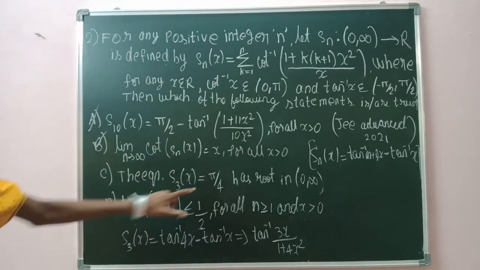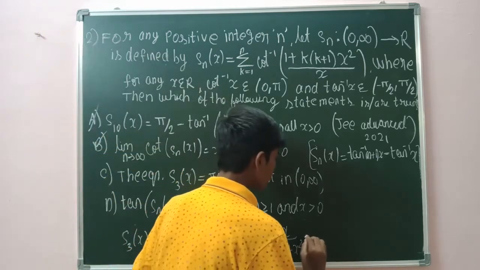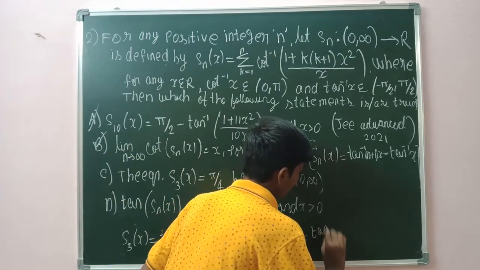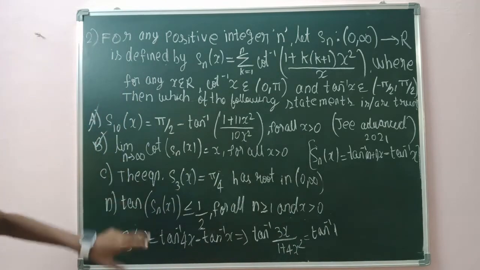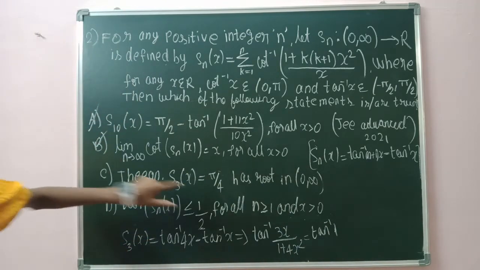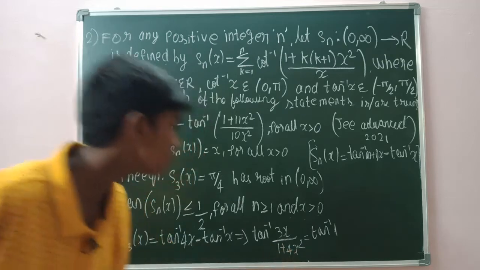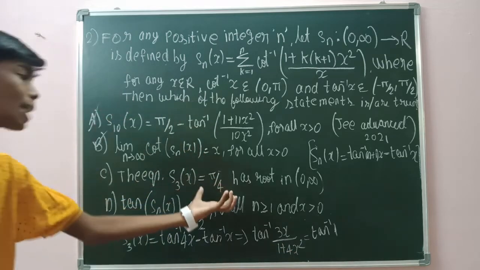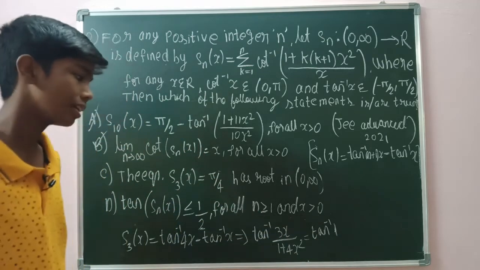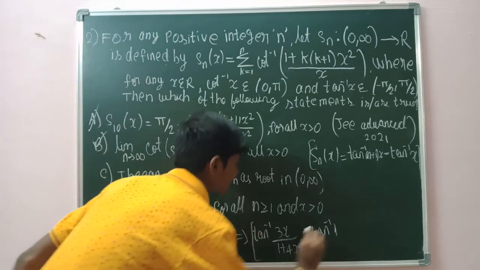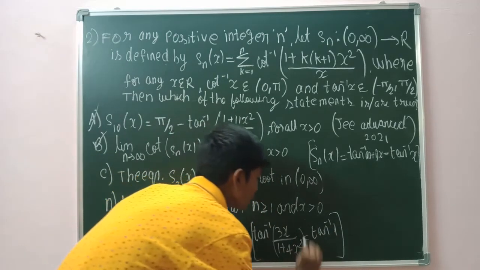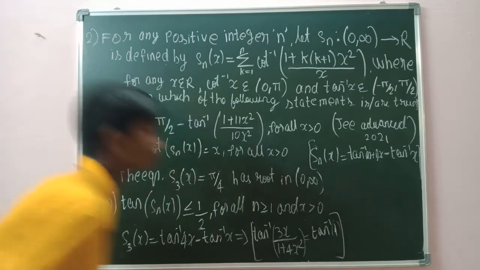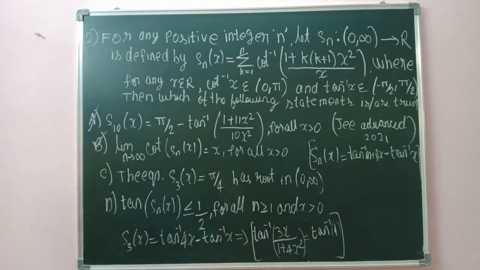And the question is given as S3 of x is pi by 4. That means pi by 4 I can write as tan inverse of 1, correct? Guys, I hope you understand what I am doing here. S3 of x is tan inverse of 3x by 1 plus 4x square, and I know that pi by 4 can be written as tan inverse of 1. So when I equate these two expressions, I will get 3x by 1 plus 4x square is equal to 1, correct? Correct or not?